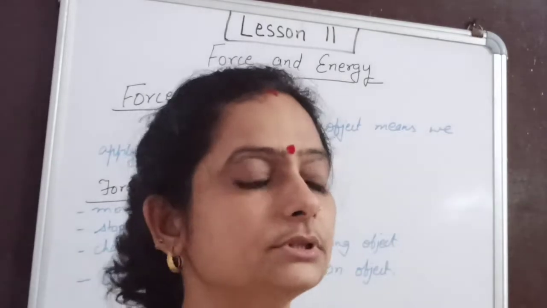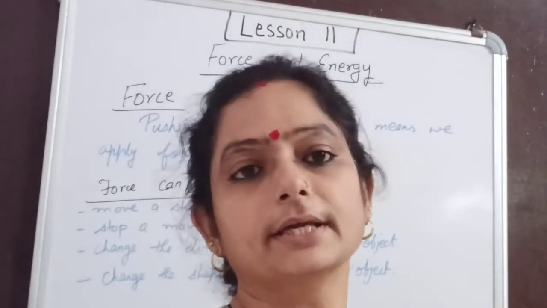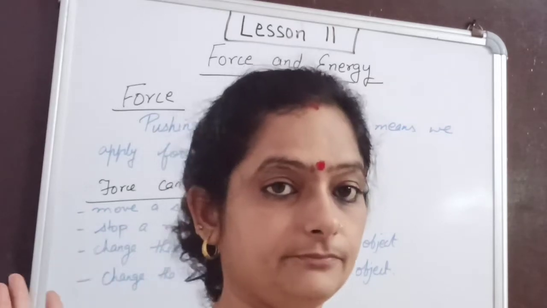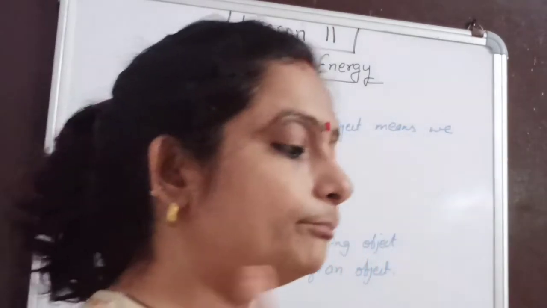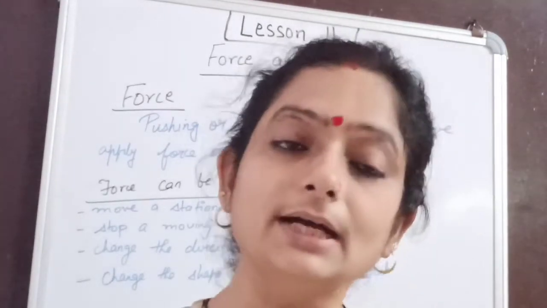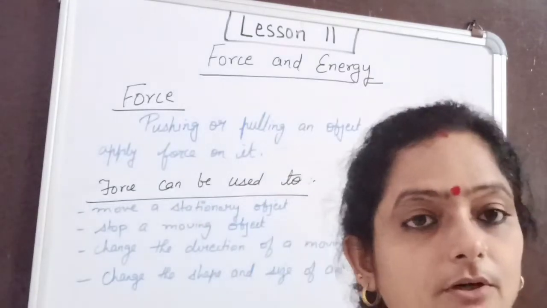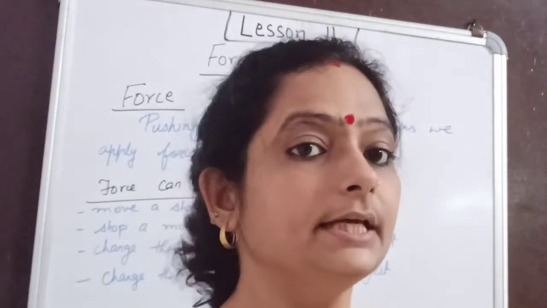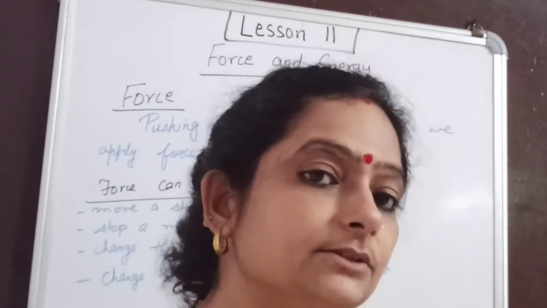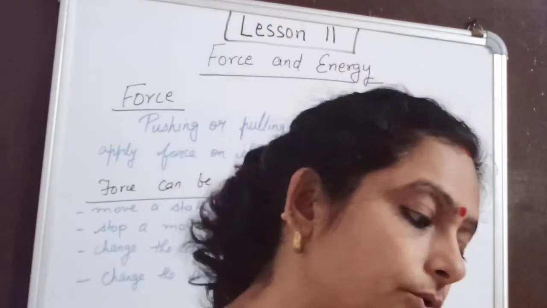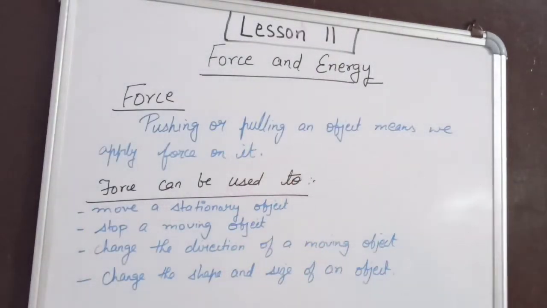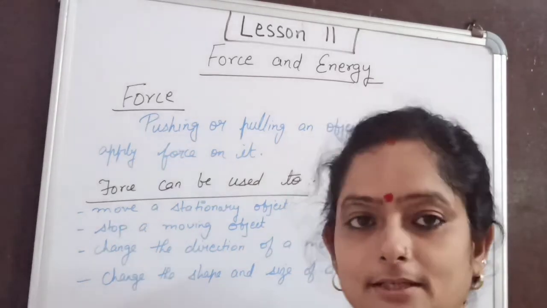Suppose you are walking in the garden and one of your friends comes from behind and pushes you. What will happen? You will fall down on the ground, isn't it? Why does it happen? It happens because your friend is applying force on you, and that is why you fell down. So pushing or pulling an object means we apply force on it.